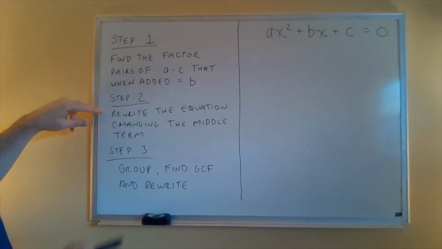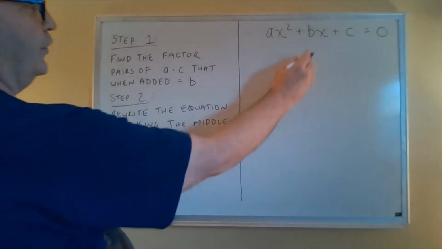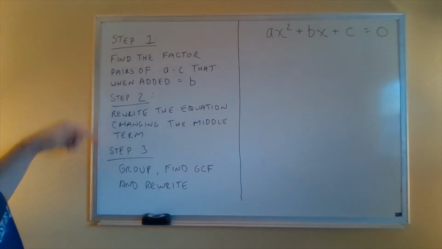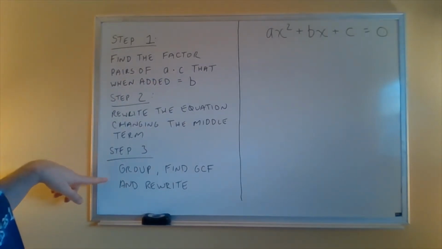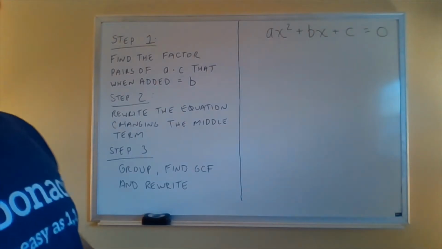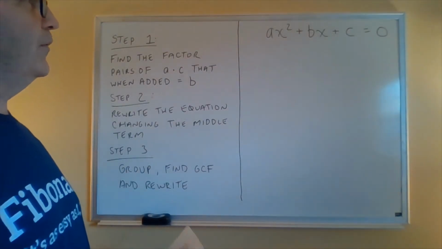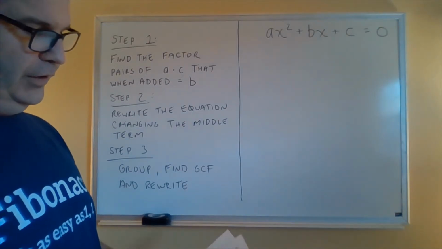Then we're going to rewrite our equation, changing our middle term using those two numbers that we found in step 1. And then we're going to group that rewritten equation, find the GCF of our groups, and then rewrite. Right now, when you just read those steps for the first time, it's very confusing, and that's okay. But let's go through a few examples, and hopefully that'll clear it up.